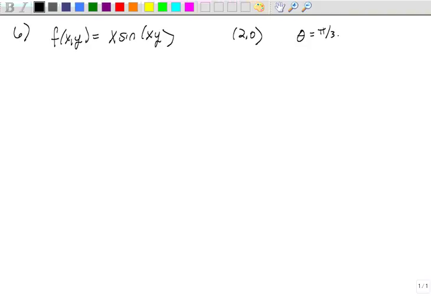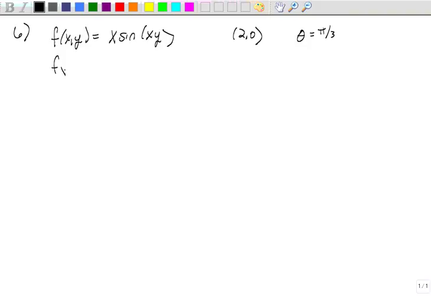Okay, now let's look at some of the homework in 15.6. I'm going to start this with number 6. We have f of xy. I want to find the directional derivative of f at the given point and the angle.